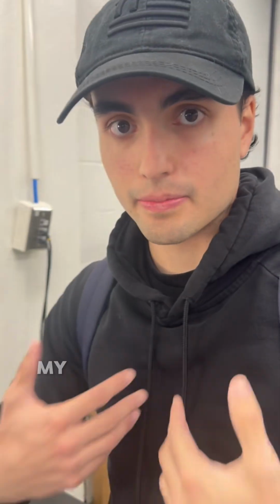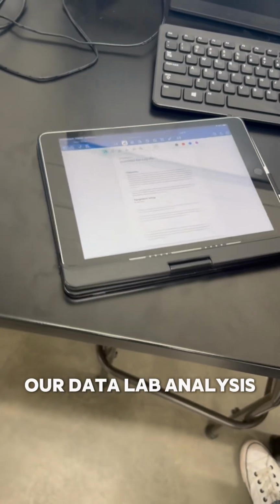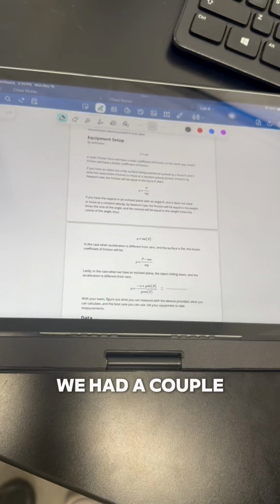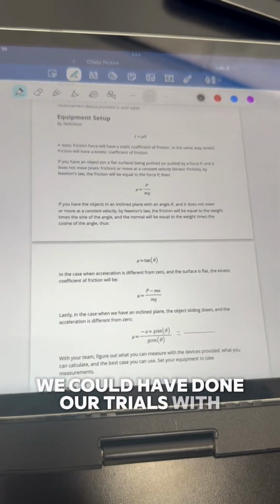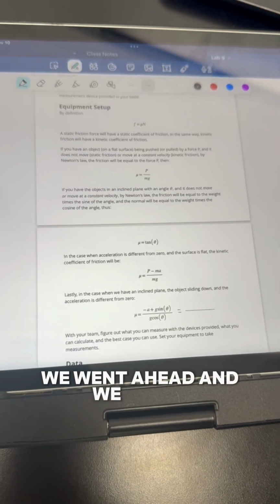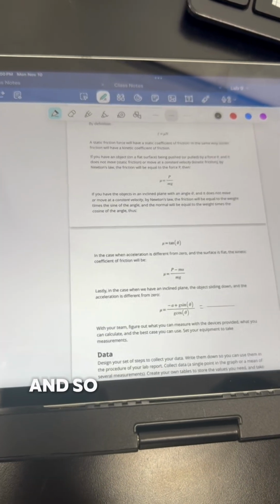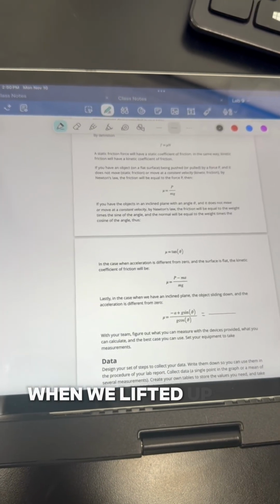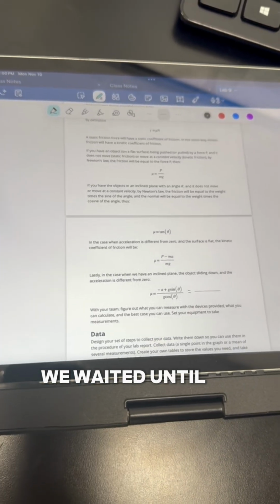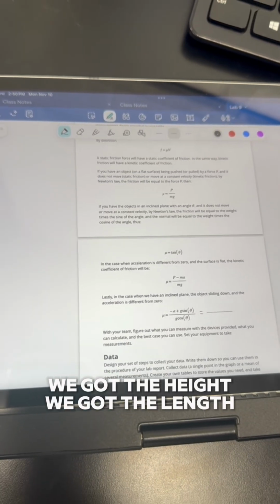Hi guys, my name is Santiago Arras and I'll go ahead and do our data lab analysis for lab number 9. So as you can see here, we had a couple options of what we could have done our trials with. We could have done an incline, we could have done a flat. We went ahead and did an incline, kind of a ramp. Starting from there, when we lifted up the ramp, we waited until the brick itself started sliding down. We got the height, we got the length.